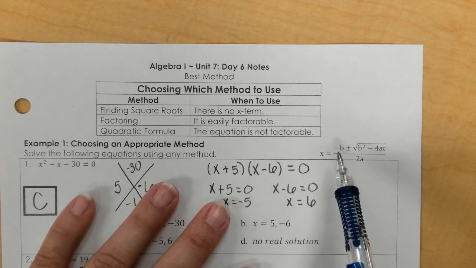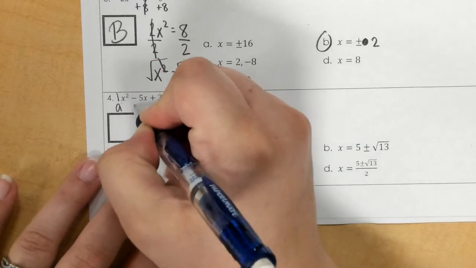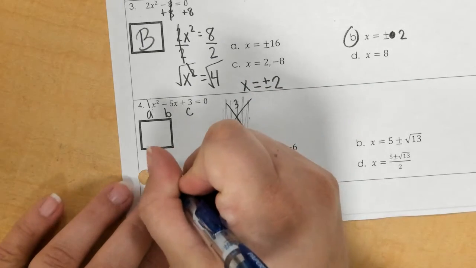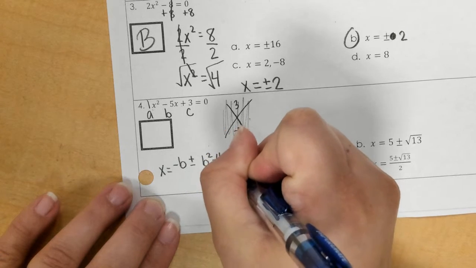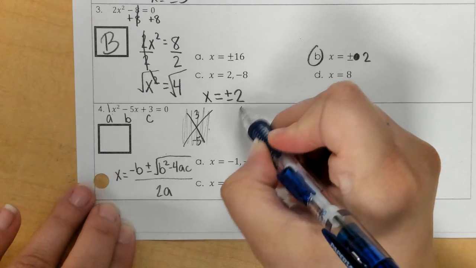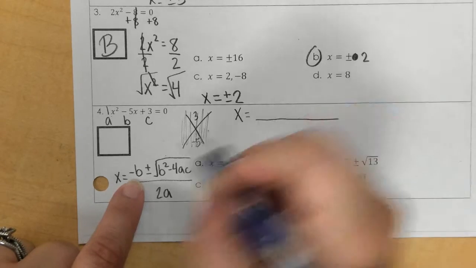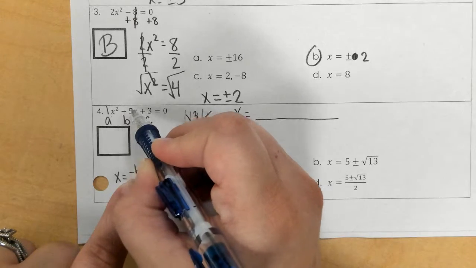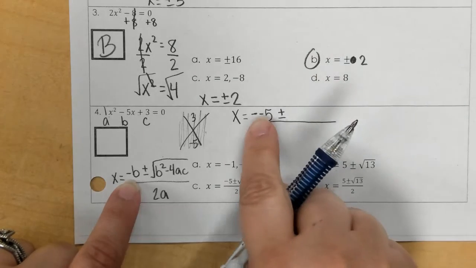So we're going to start out with labeling A, B, C. Okay, so here A is 1, B is negative 5, and C is 3. Okay, this is the formula. Alright, so over here, we can start plugging in. So first of all, we have negative B. Well, B is a negative 5. So a negative, negative 5. And yes, that should turn into a positive.